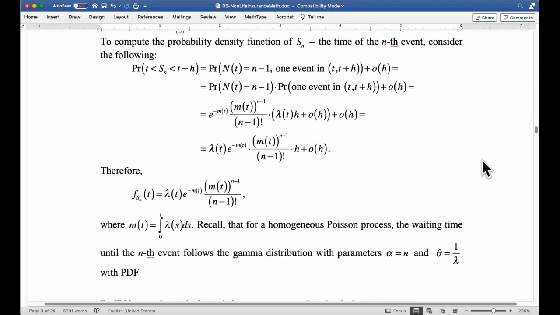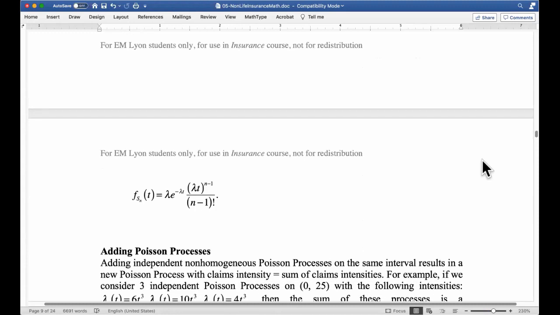And therefore, f sub Sn of t is equal to lambda of t e to the minus m of t times m of t to the n minus 1 over n minus 1 factorial, where m of t is the integral from 0 to t of lambda of s ds. Now recall that for a homogeneous Poisson process, the waiting time until the nth event follows the gamma distribution with parameters alpha equal to n and theta equal to 1 over lambda, with a PDF that looks like this.